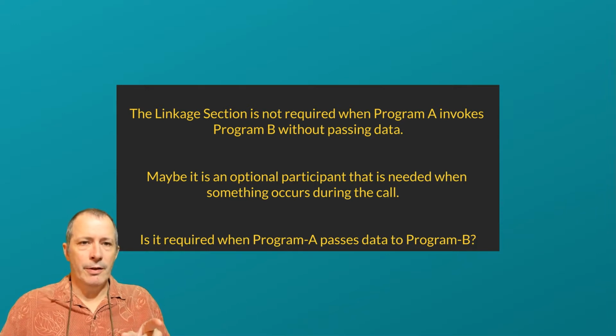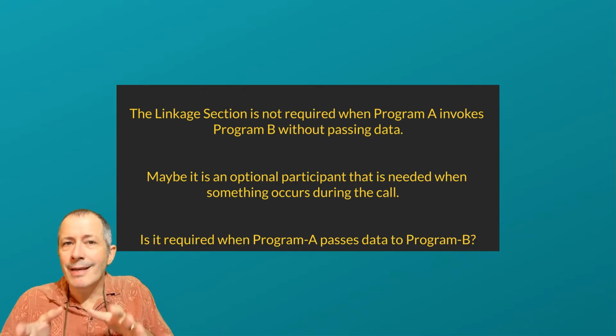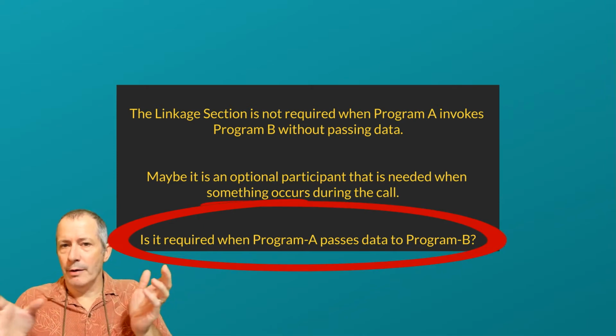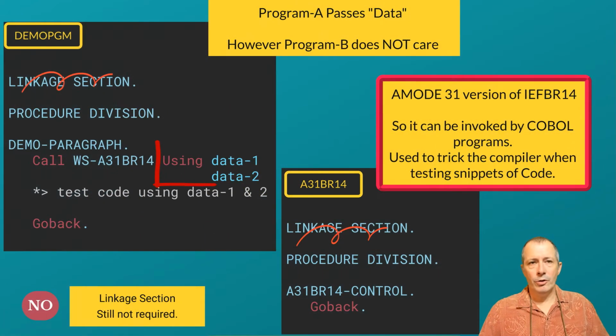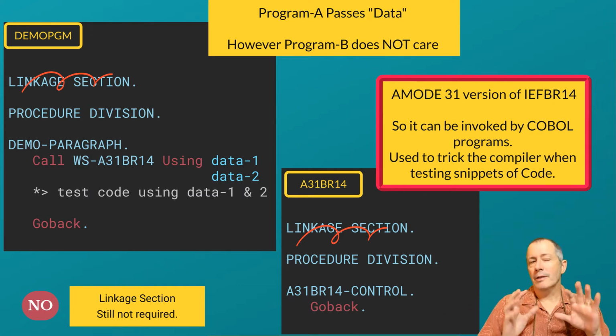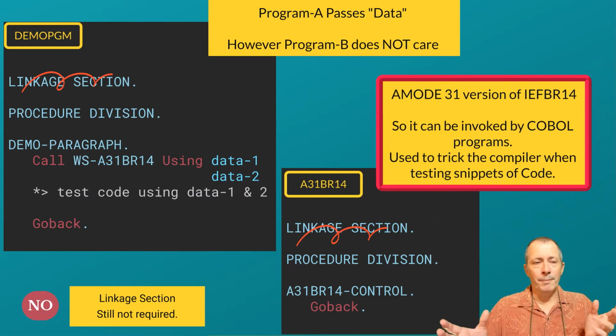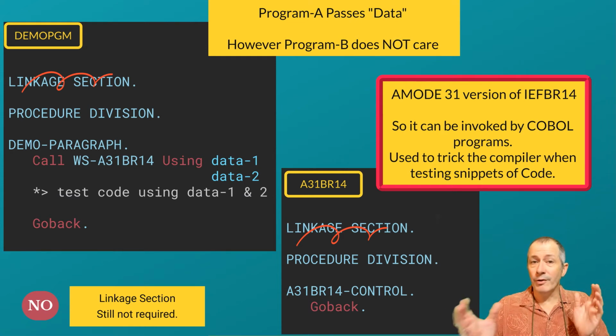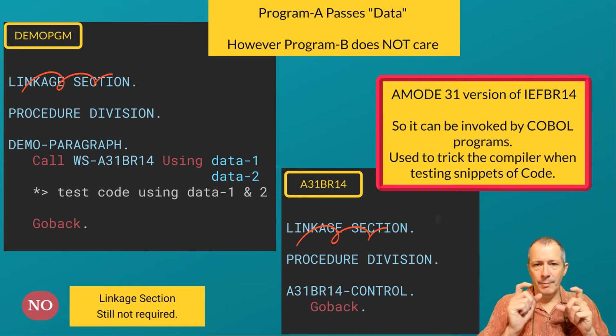Maybe the linkage section is an optional participant that is needed when data is passed from program A to program B. This slide shows program A passing data to program B. Again, the linkage section is not required. Consider the subprogram A31BR14. It's a version of IEFBR14 that was generated as AMODE 31. This was done so that the COBOL program can invoke it without using the compiler option DATA(24). I used it to trick the compiler when testing snippets of code.